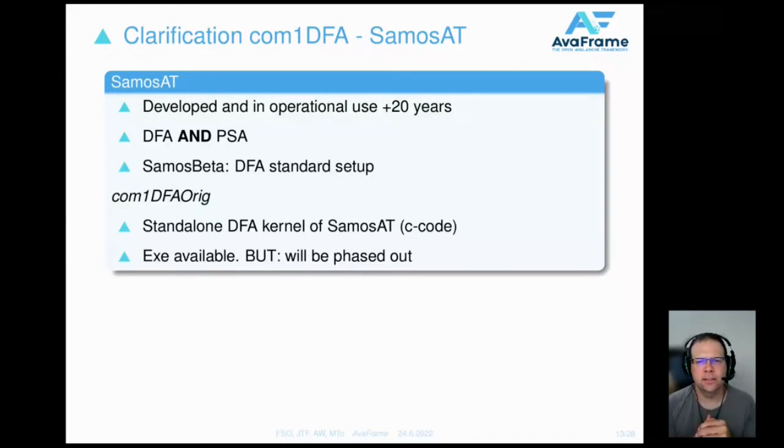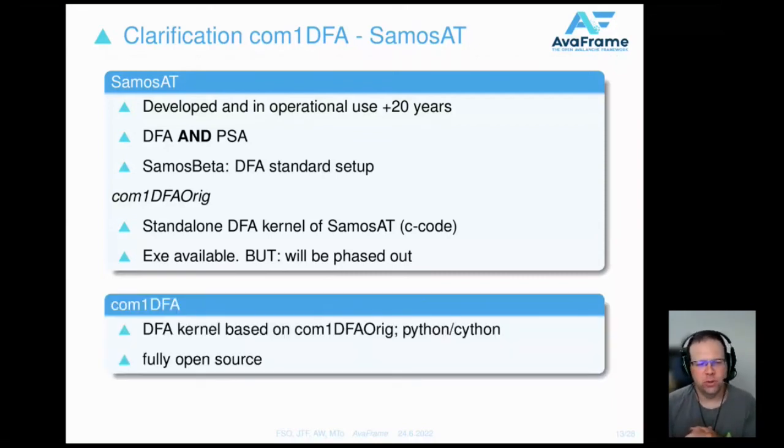And this is being kept at the moment in AvaFrame. If you ever stumble upon it, it's COM1DFA Oryx. This is a standalone dense flow kernel from SamosAT, which is C code. You can actually use it. The executable is available, but we will get rid of it soon, and I'll explain why. Because we now switch to our own implementation of the dense flow, and we switched over to Python and Cython, so it's a little bit easier to read and a little bit easier to extend. And this one is fully open source. So if you look at our source code, you will find this completely there. And if you change something, this is as a background.